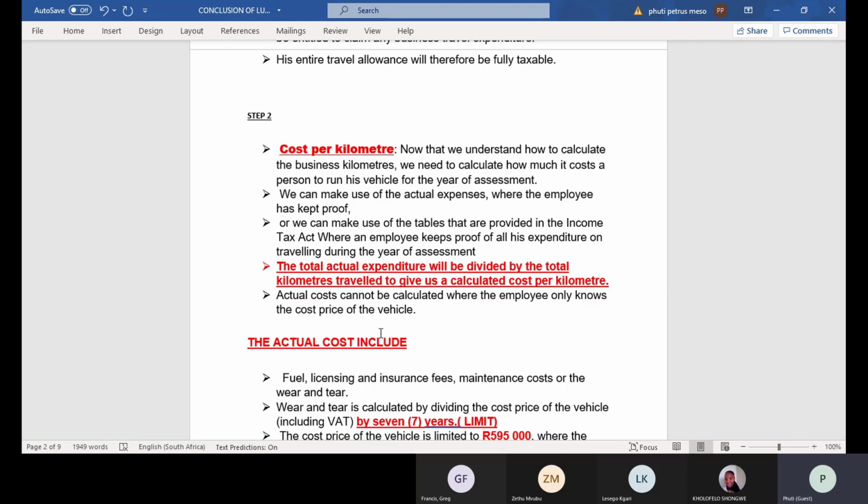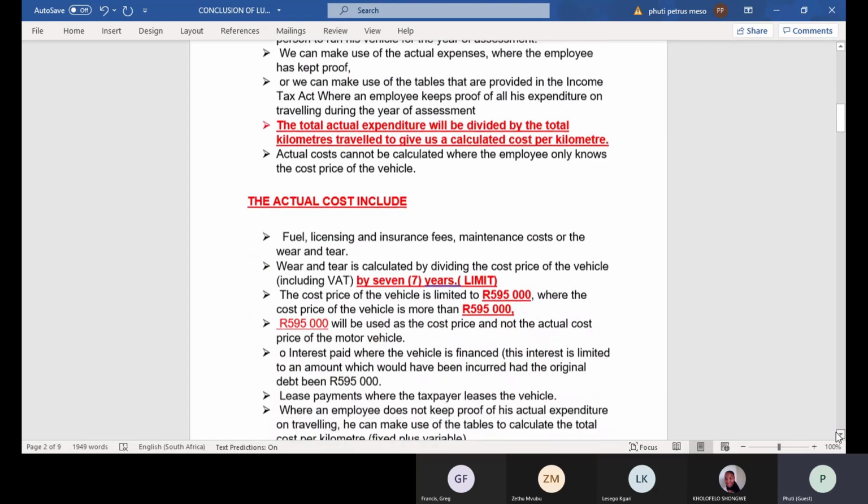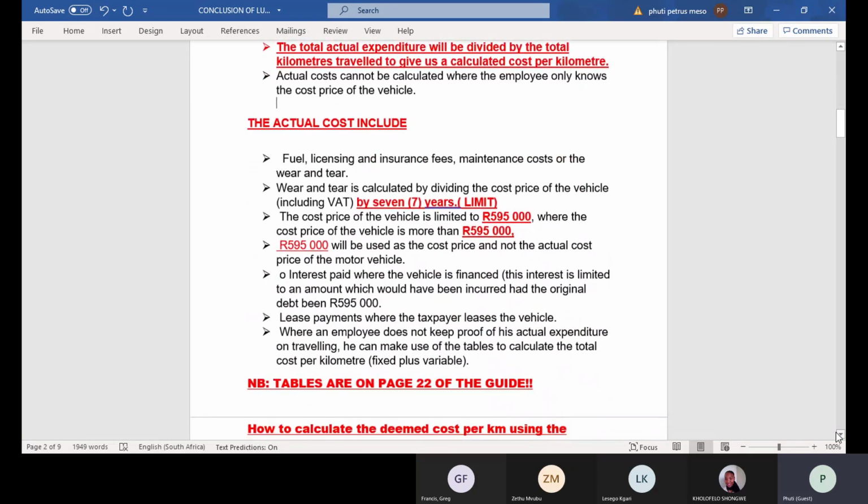Right, so your actual cost cannot be calculated where the employee only knows the cost price of the vehicle. Let's look at the actual cost, which includes your fuel, your licensing, and this is the actual cost I'm referring to now. I'm talking about the cost of the vehicle. You're looking at your fuel, licensing, insurance fees, the maintenance cost and the wear and tear. As I've explained before, the wear and tear is basically your depreciation.